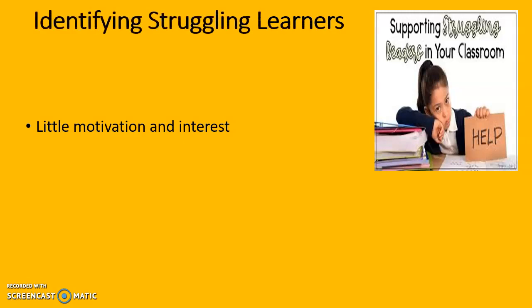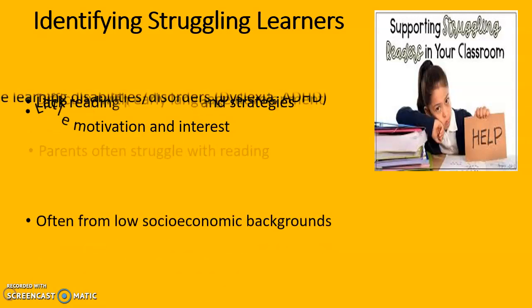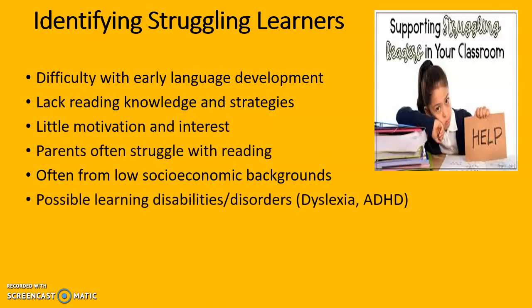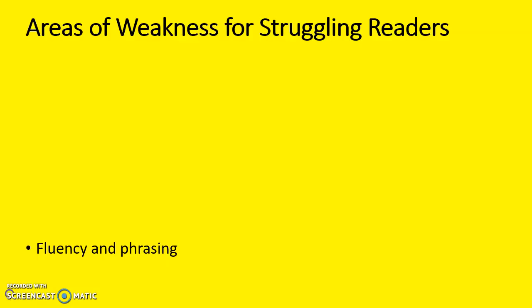Now when we're looking at our students, not just top-down, bottom-up, interactive, and balanced, we're thinking about those struggling learners. What do we do with those struggling learners? They usually have certain characteristics such as difficulty with language skills. They lack reading knowledge and strategies, and have little motivation. Their parents might struggle with reading. They might be from a lower income socioeconomic background, and they could have possible learning disabilities. So what can we do?